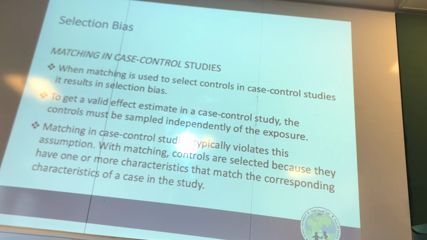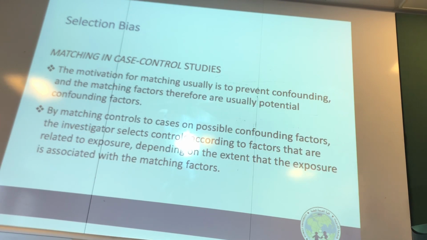With matching, I select controls because they have one or more characteristics, for example gender or age. I'm going to match my case and control on that basis to enter this study, corresponding on the characteristic of study. Now, if I am introducing confounding when I match cases and controls, why do people do matching? Why do some people believe in matching controls for confounding? The motive is usually to prevent confounding; matching factors are therefore usually potential confounders.